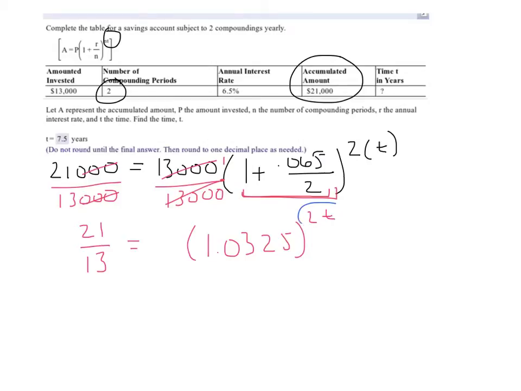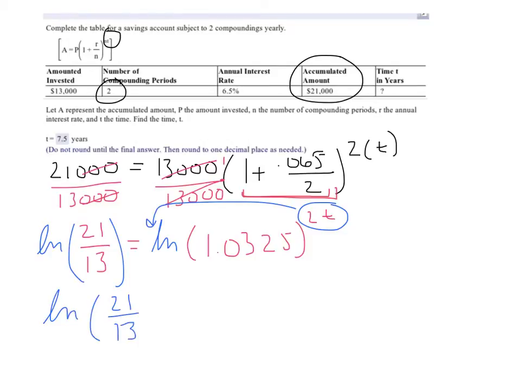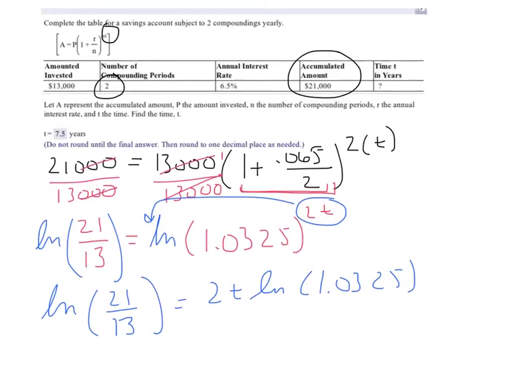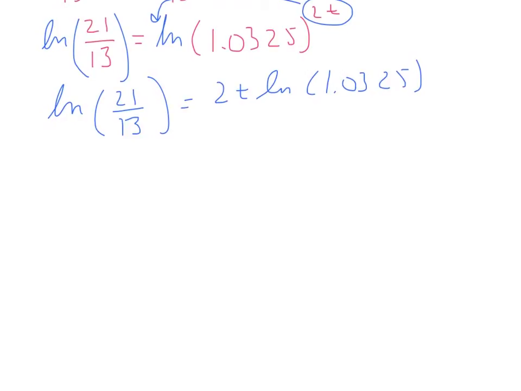Now I need to get this exponent out front, so my trick is to take the natural log of both sides, and then that exponent pops out. So I have the natural log of 21/13 equals 2t natural log 1.0325. Now we don't want to do any rounding at all till the very end, because I want to make sure that I don't have any rounding error, because I want to get the exact answer at the end.